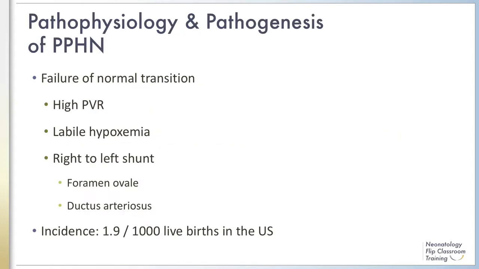When normal transition from fetal to neonatal circulation fails, the result is PPHN. This term is now commonly used to describe a syndrome characterized by common pathophysiologic features, including sustained elevation of pulmonary vascular resistance and hypoxia due to right-to-left extrapulmonary shunting across the ductus arteriosus.